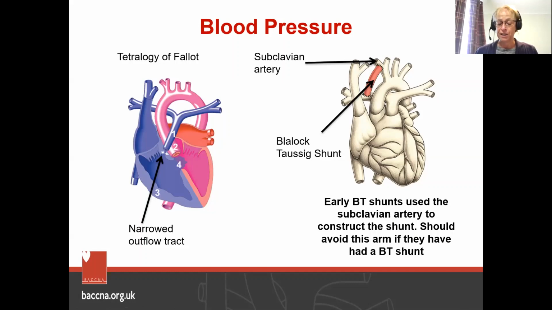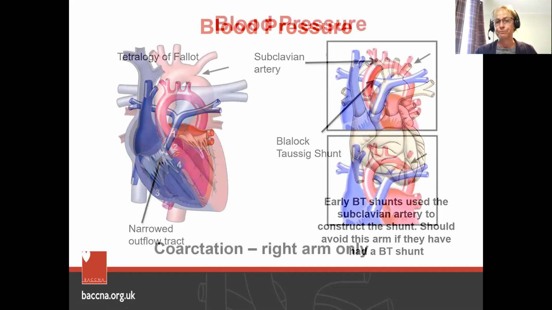And if a patient has had a BT shunt, especially if it's a classical BT shunt, you should avoid doing a blood pressure, heart rate, and oxygen saturation on the same side as where they've had their BT shunt, as you may get an unreliable result.